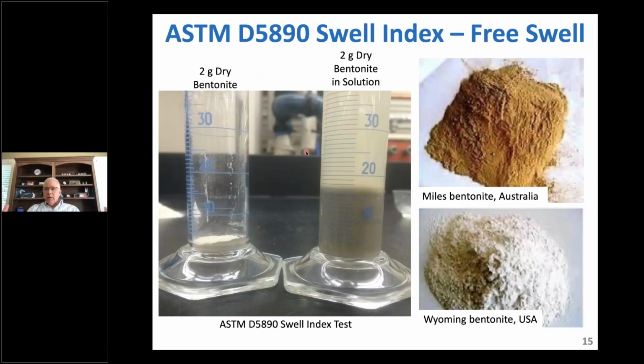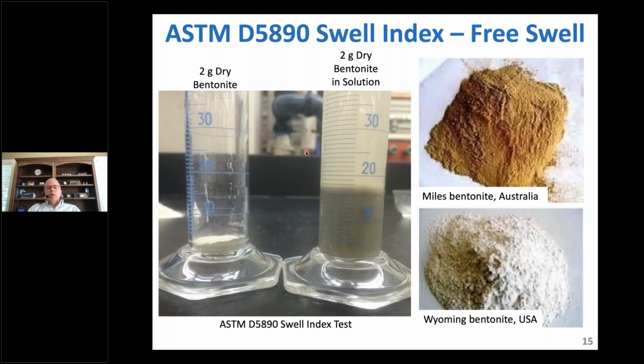Now, why do we talk about this? Because these chemical issues are what drive the behavior of GCLs. And if we understand them and we engineer with them, we'll be successful. And if we don't, well, we're betting at that point whether we're going to be successful or not.